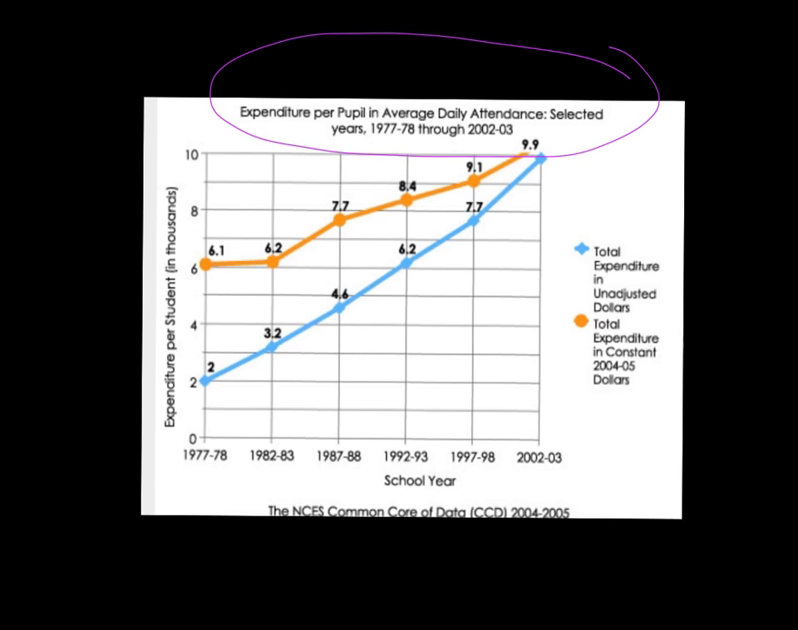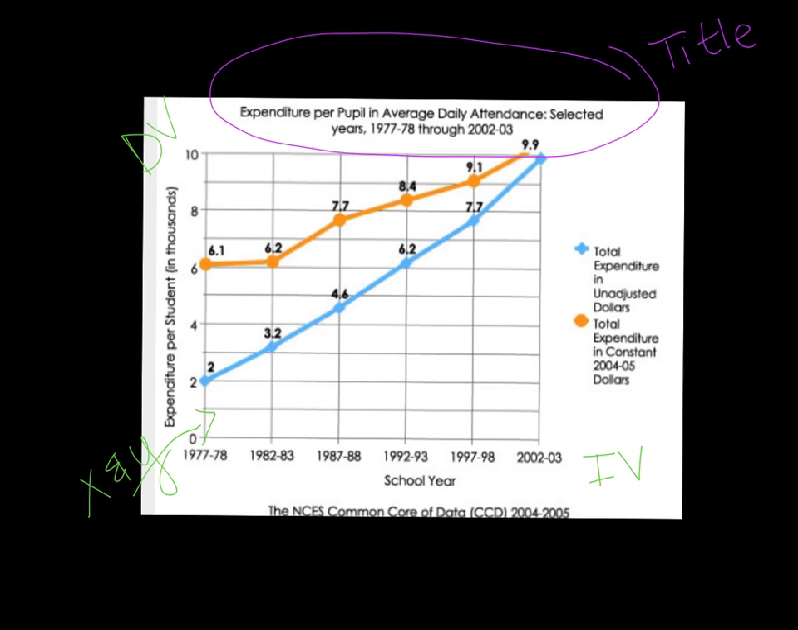The title is going to tell you what your graph is about. The axes are your x and y axes. Okay. Your x-axis usually is your independent variable, and your y-axis is your dependent variable, which we'll talk about in a second.